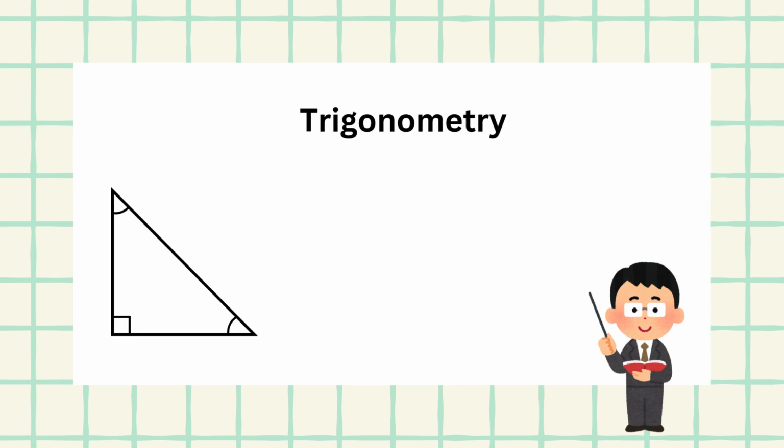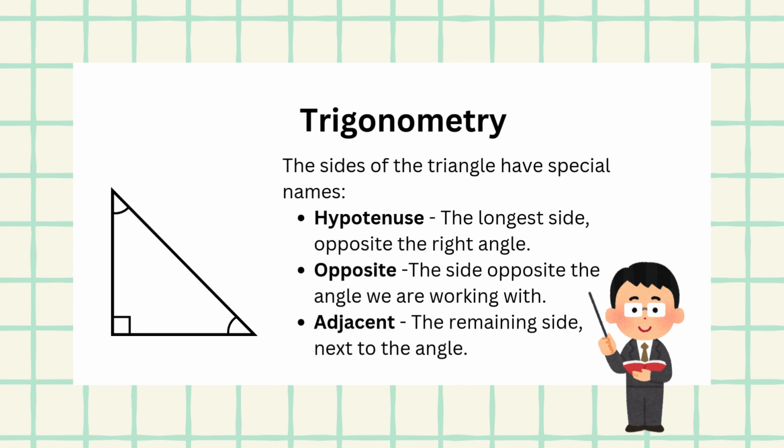Let's start with this right-angled triangle. The sides of the triangle have special names. The first one is the longest side, which is opposite the right angle and is called the hypotenuse. Second is the side opposite the angle we are working with. It is called the opposite. The remaining side, which is next to the angle, is called the adjacent. You would have remembered this from our last topic in Pythagoras.